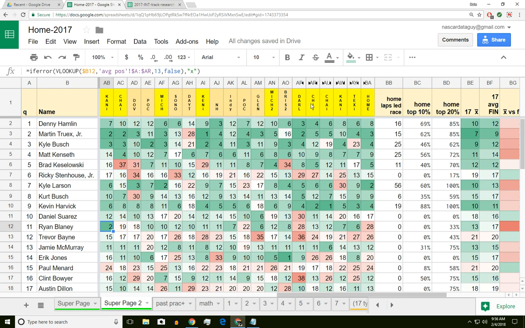You change out based on the tracks. You don't always have to do just intermediate. You could look at some of the short tracks. If we were at a short track, you could possibly look at the intermediate tracks. It's really up to you.